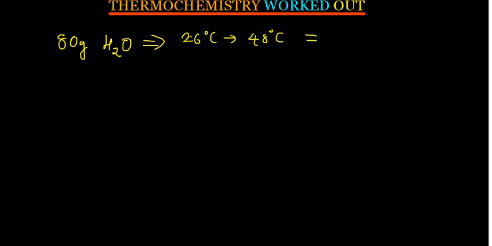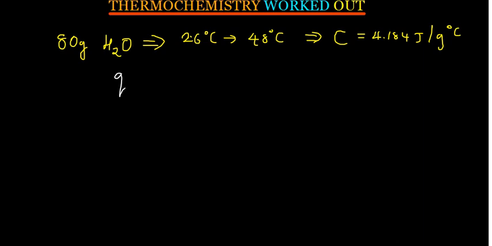Okay. Now, let's say we have 80 grams of water. You want to raise the temperature of 80 grams of water from 26 degrees Celsius to 48 degrees Celsius. How much heat do you need? The specific heat capacity for water, this is a constant, is 4.184 joules per gram degree Celsius. So what is the heat energy required for this to happen?